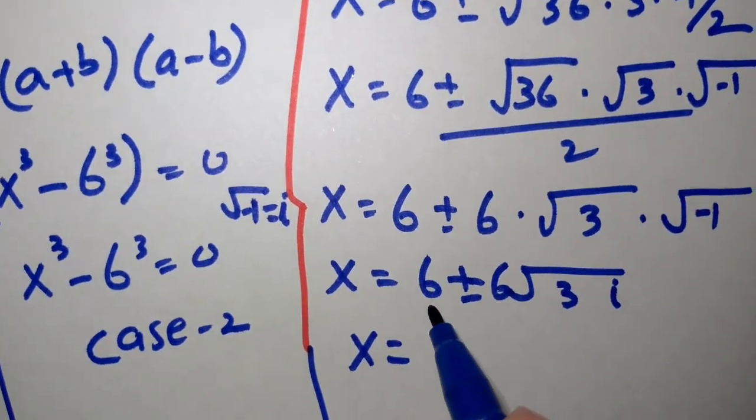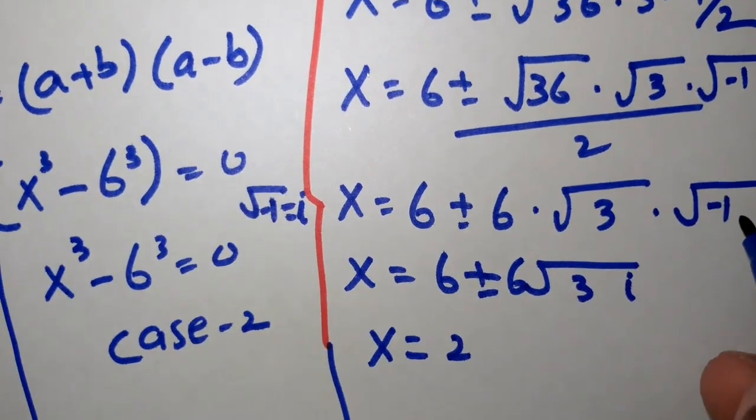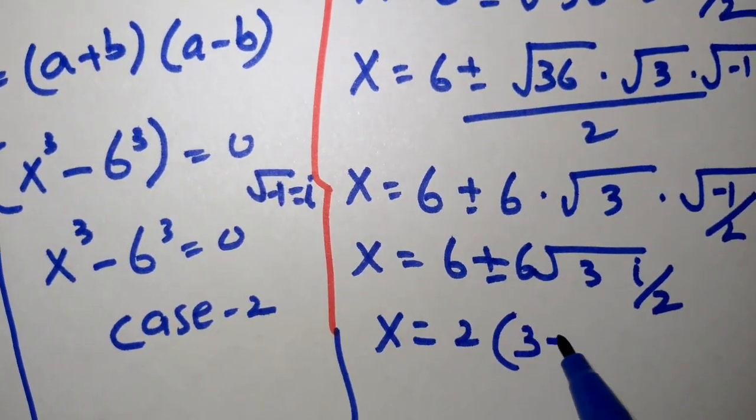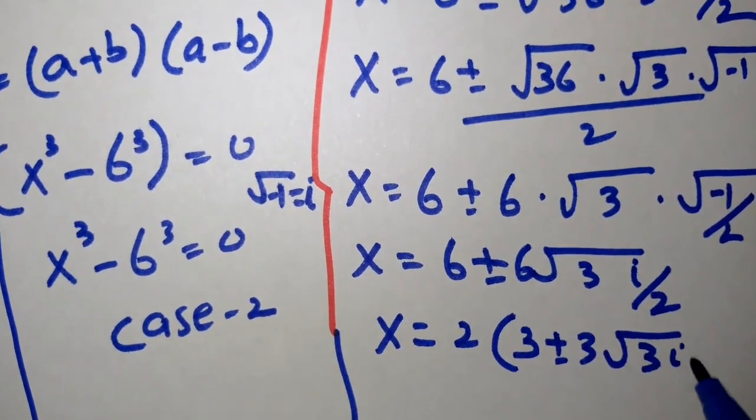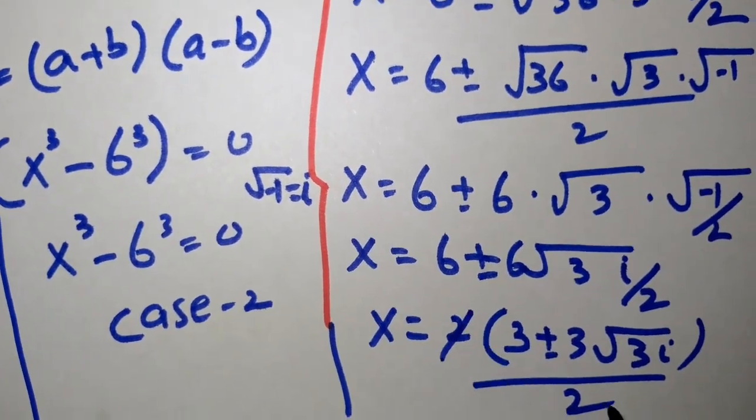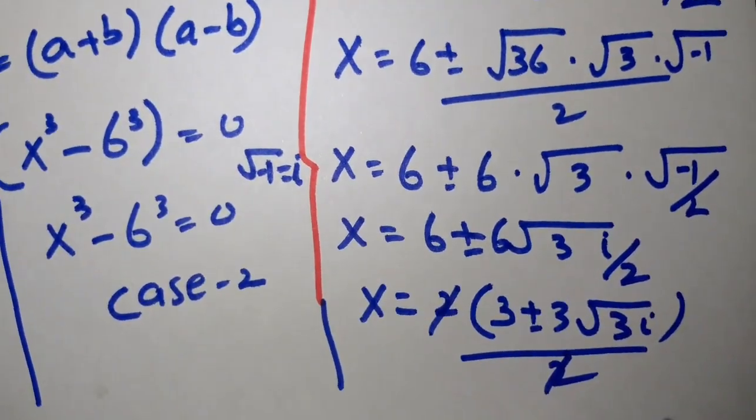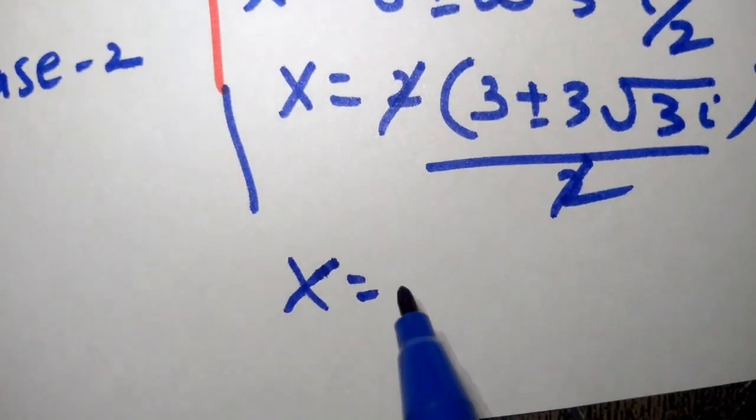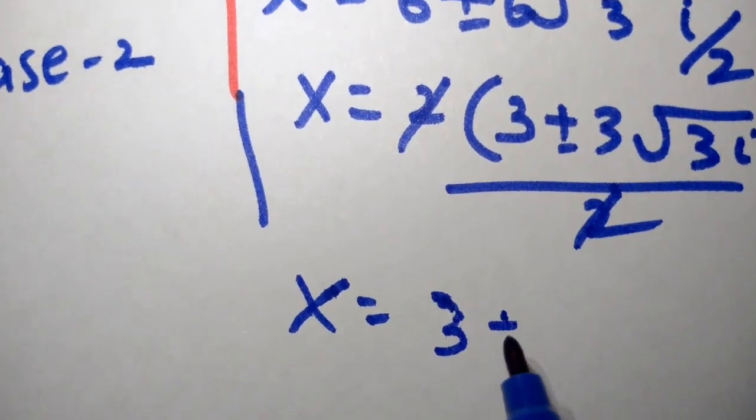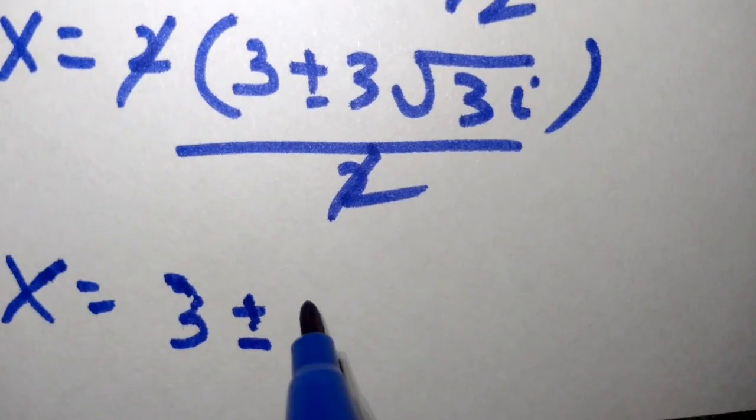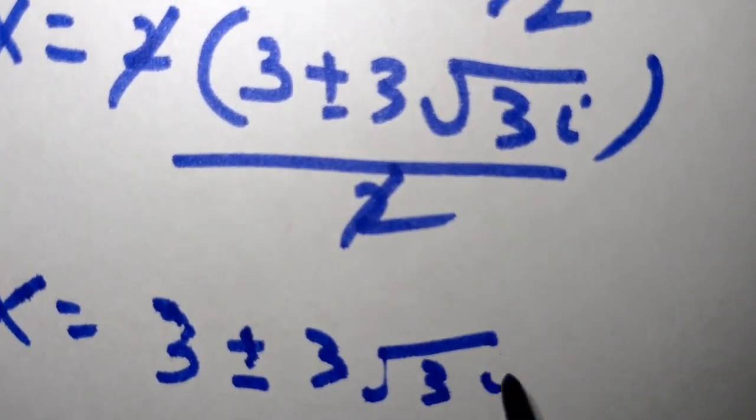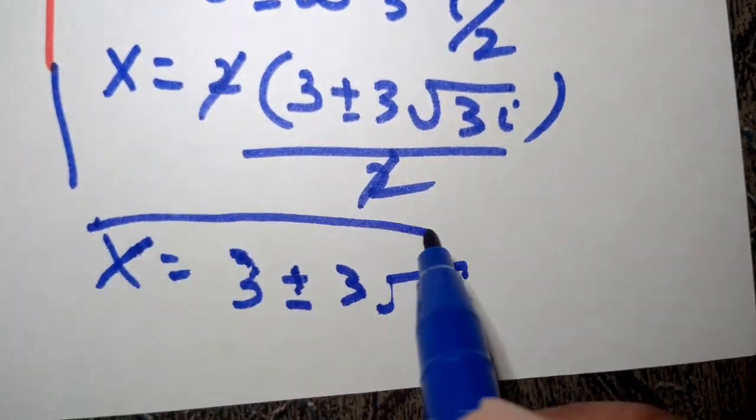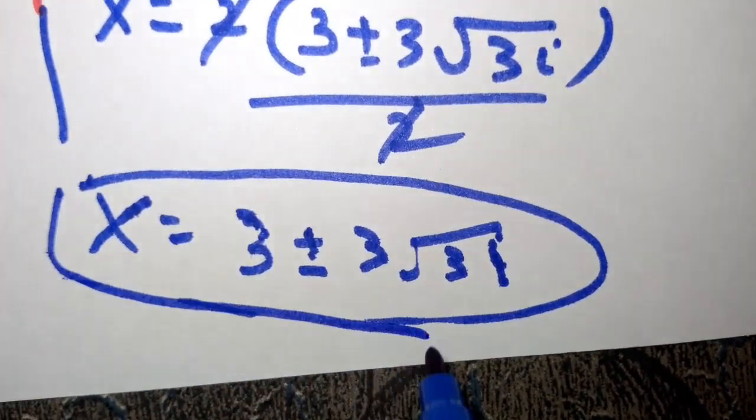x is equal to, here we have to take 2 common, divided by 2. We take 2 common, this will become 3 plus minus 3 square root of 3i over 2, and the 2 cancels with the 2. And x is equal to 3 plus minus 3 square root of 3i. So this is the other value of x.